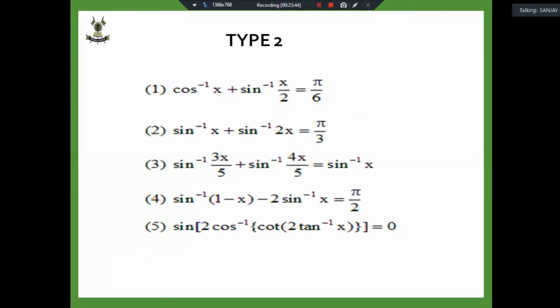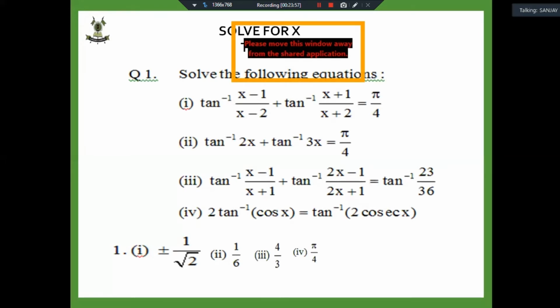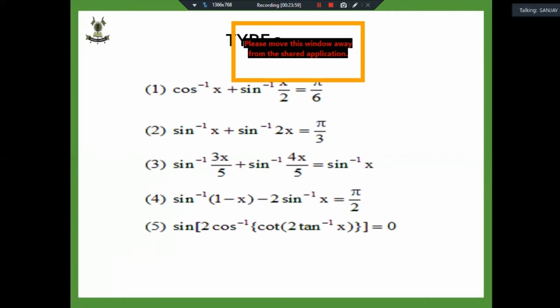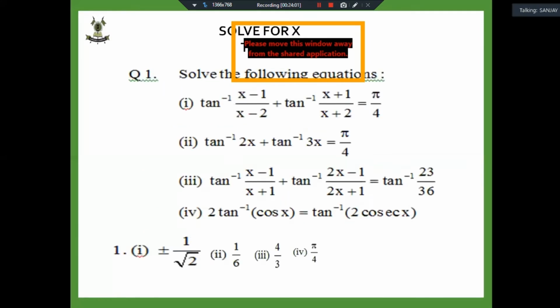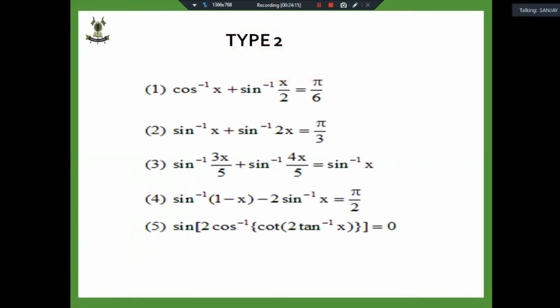This is type 2. What is the difference between type 1 and type 2? Type 2 is asked in board exams, in 4 marks. Type 2 is not in NCERT. Type 2 is in exemplar. Type 1 has sin inverse, tan inverse, but in type 2, you have sin inverse and cos inverse. Type 1 has tan inverse x plus tan inverse y, but type 2 has different things. Type 2 has sin inverse and cos inverse. Both are different questions.